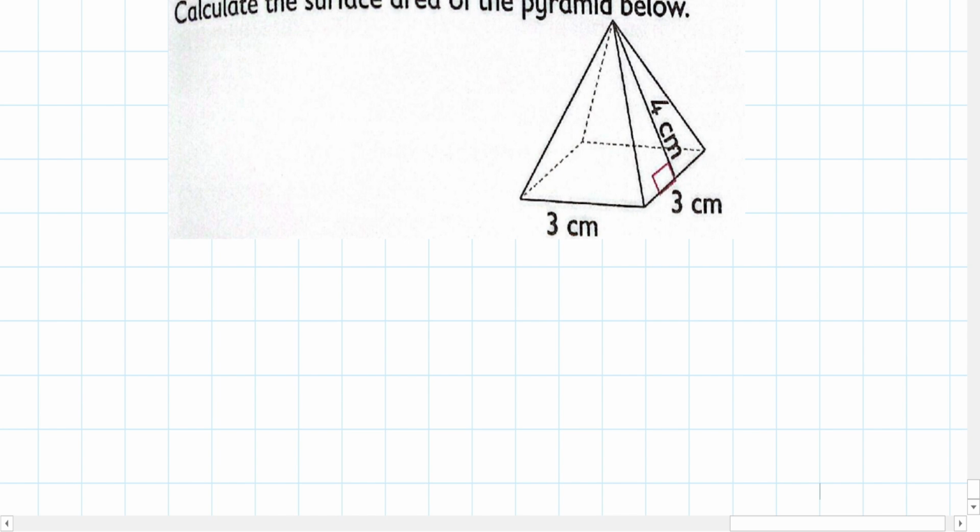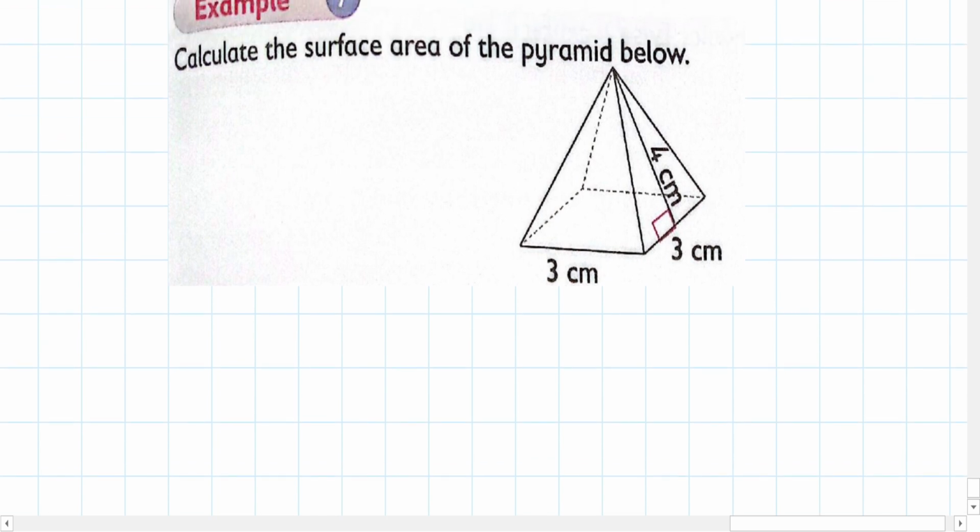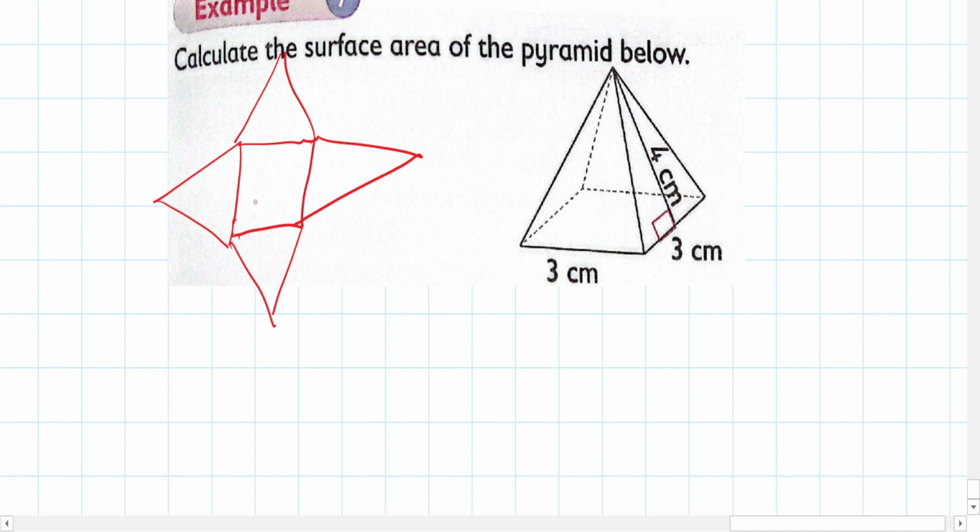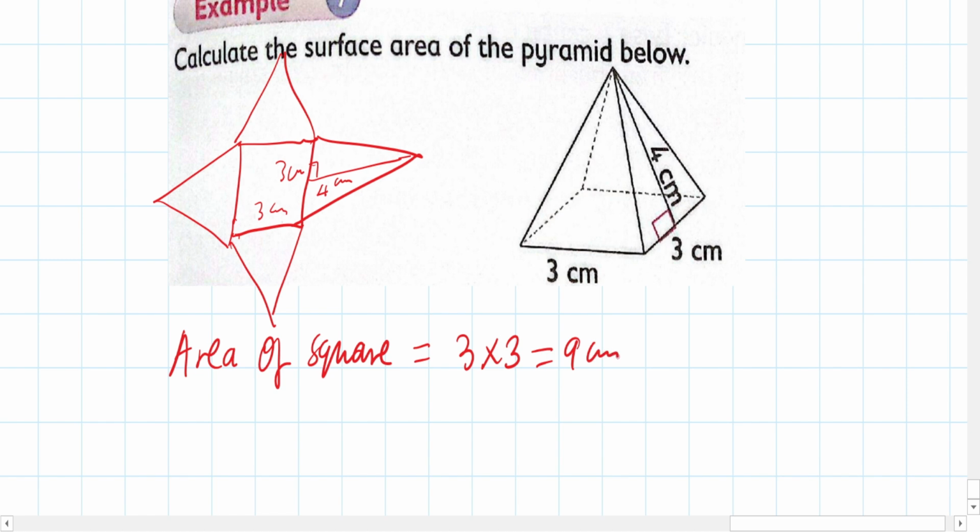Now we have a question like this, where you've been asked to calculate the surface area of the pyramid below. Much easier. So obviously, if you draw the net, it should be something like this. I'm not a good drawer, but it should look like this. So this is 3 centimeter, and you have the height, which is 4 centimeter. Now let's work out the area of the square. The area of the square is given by 3 times 3, which is 9 centimeters square.